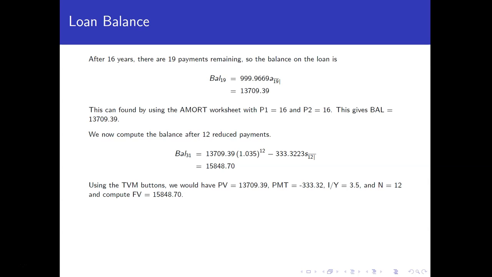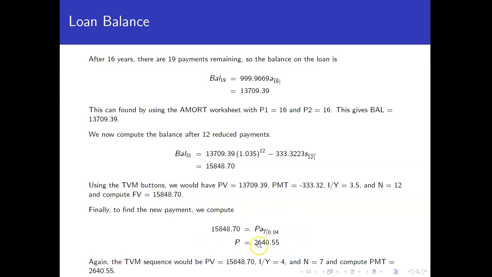All right, now that we have our balance at time 28, we want to pay this off in 7 more periods. We do that just like we did before. We know the balance that needs to get paid off. We need a angle 7 at 4% interest now, because the interest rate has gone up in this renegotiation. Solving for P, you'll get $2,640.55. Again, you could use your time value of money buttons, because you would have that future value calculated. Just make it the present value and change your interest rate and your number of years.